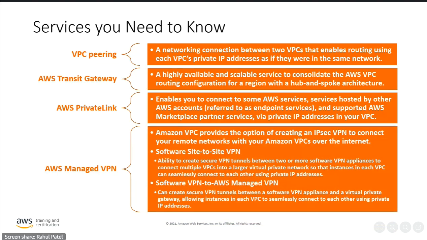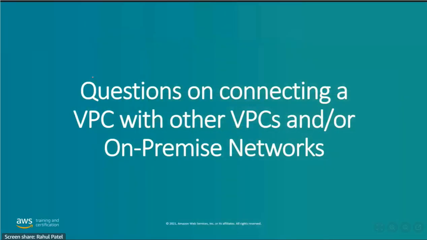And then we have managed VPN that we can use for site-to-site VPN or software VPN to AWS VPN. These are the options that are available to connect our multiple VPCs, and the options we have to connect hybrid networking. I hope this makes sense to everyone.